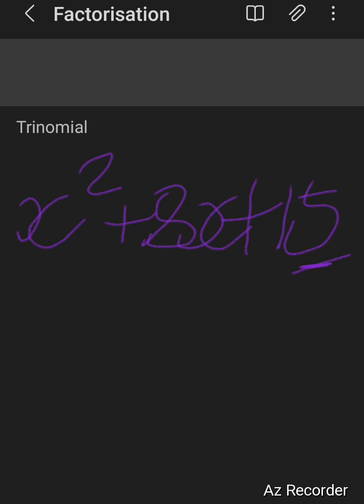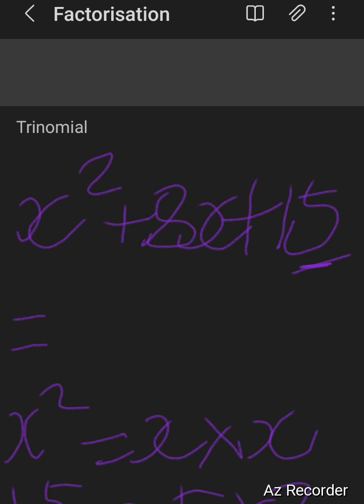So, in terms of signs, both our signs will be the same because the constant is positive, and both signs will be positive because the coefficient of x, which is 8x, has a positive sign. Hope we are noting. So you are going to put an equal sign first. So what are the factors of x squared? Factors of x squared is x multiplied by x. What are the factors of 15? That will be 5 times 3, and 5 plus 3 will give you 8, right?